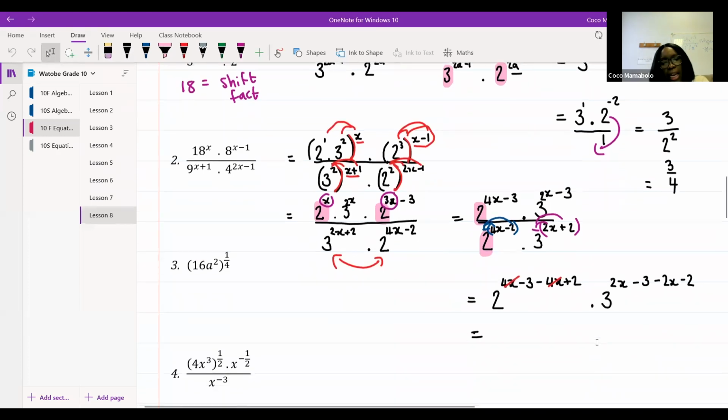Veronica says, ma'am, are you doing expressions or exponents? We're using both of them together.